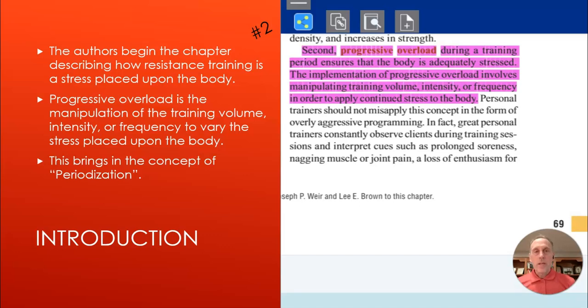The second point the book makes, it requires progressive overload. You have to have the ability to think of it in terms of, here's the baseline stress that the body can handle, and you have to progressively just heap on a little bit more, if I can just use it like that.